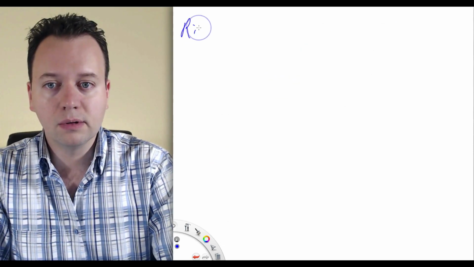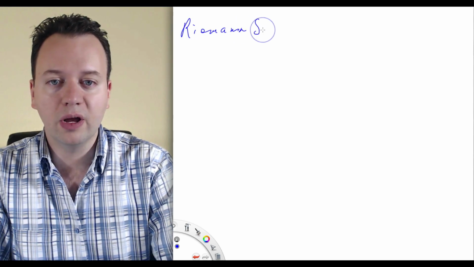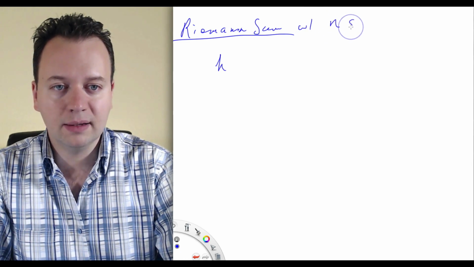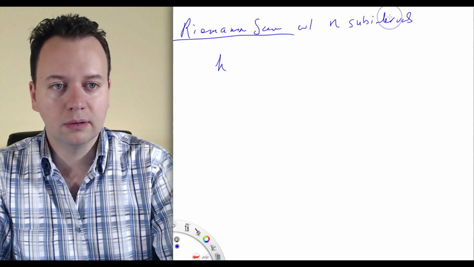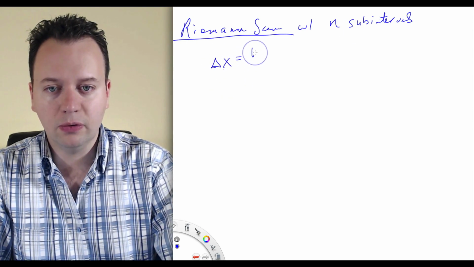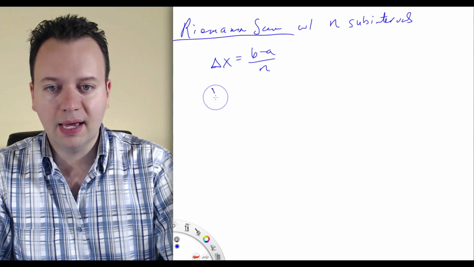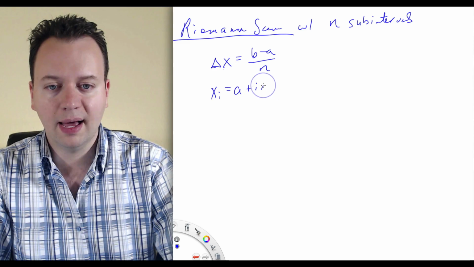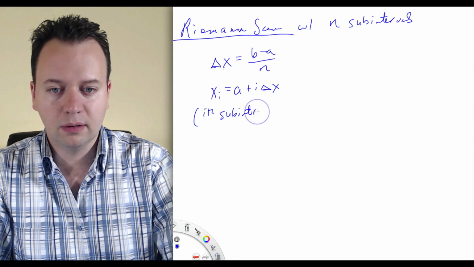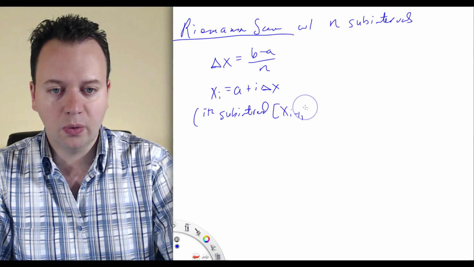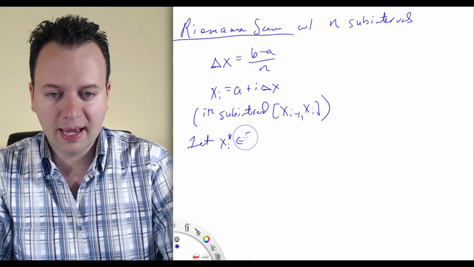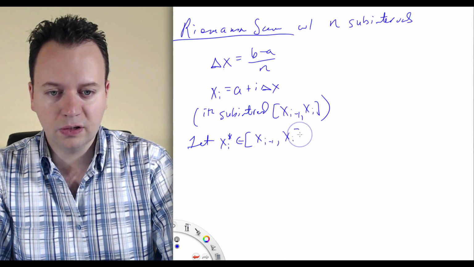So this is for a general Riemann sum. So again, this is a Riemann sum with n subintervals. So first we let delta x equal b minus a over n. And then we say x sub i is equal to a plus i delta x. And then just a reminder, our ith subinterval is x sub i minus 1 to x sub i. And then let x sub i star be contained in x sub i minus 1 to x sub i. So these are the equations so far.